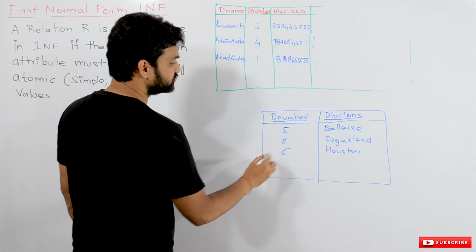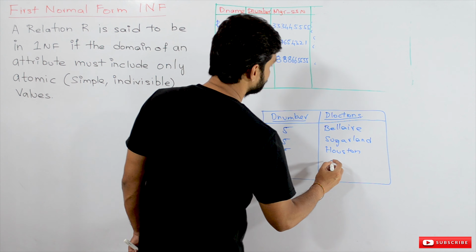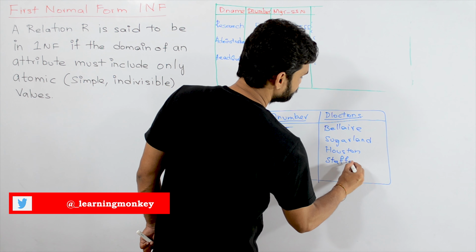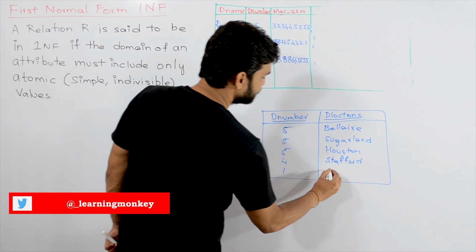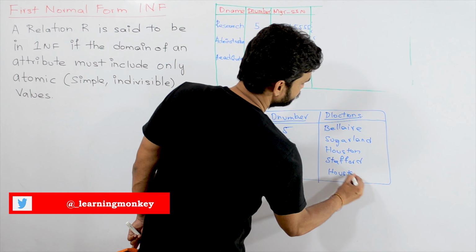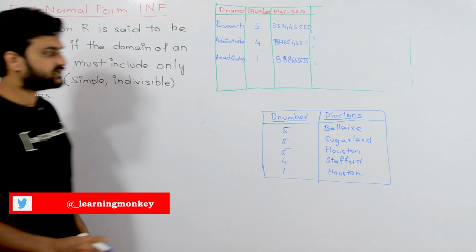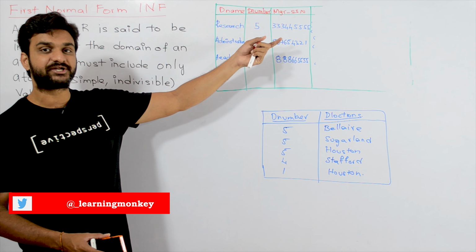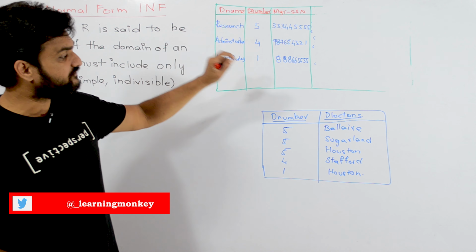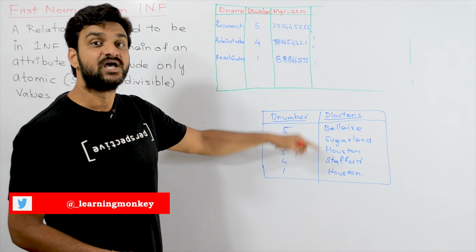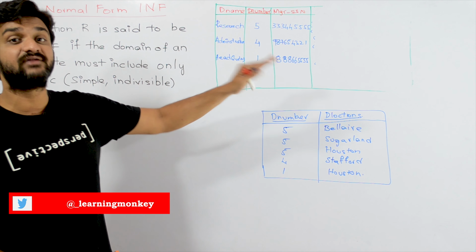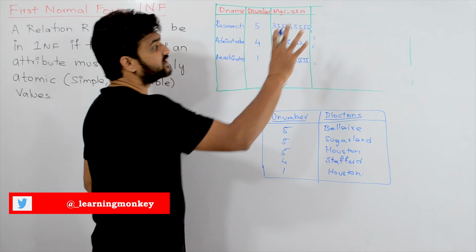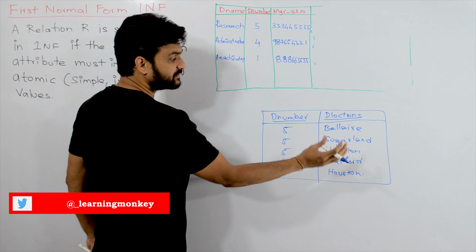So this is the solution which gives the better output. In the same way, it is Stafford. Similarly, department number 1, Houston. So with this, we are avoiding the multi-valued attributes, and we are not having redundancy among the tables, and we are not having the null values problem also. So the ultimate solution is to separate the multi-valued attribute into a separate table.